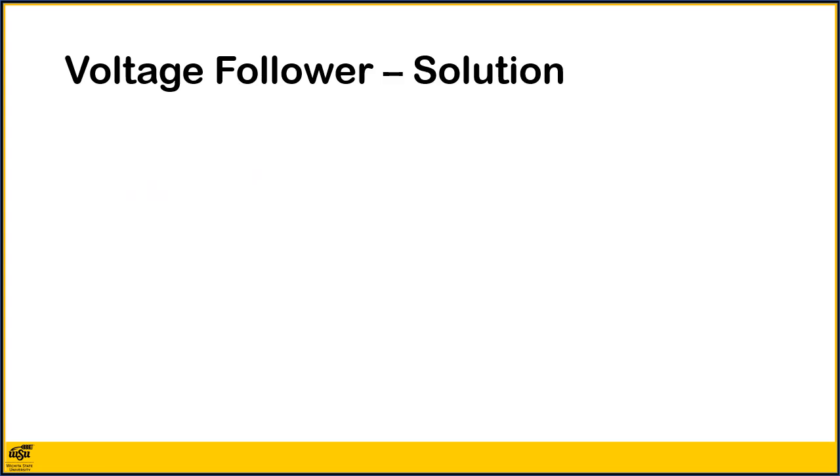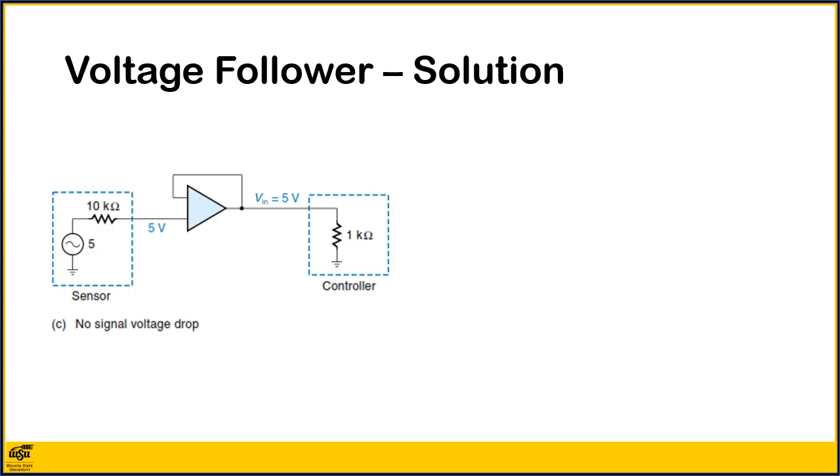The previous slide showed that only 0.45 volts of the 5 volt signal makes it to the controller, less than 10%. We could amplify the signal to the controller to make up for the attenuation, but that would amplify the noise as well as the signal. A better solution is to insert a voltage follower near the sensor, as shown in figure C.